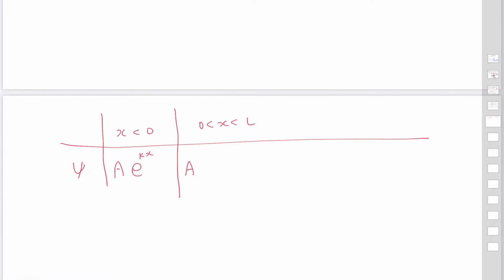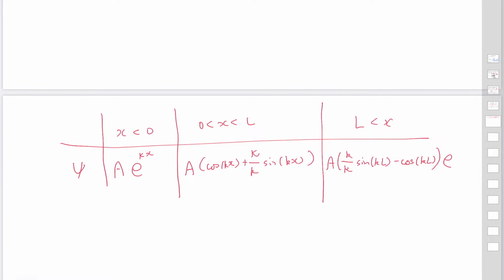This becomes cosine kx plus kappa over k sine kx, and for x larger than the capital L, this becomes k over kappa sine kL minus cosine kL, times exponential minus kappa (x minus L).